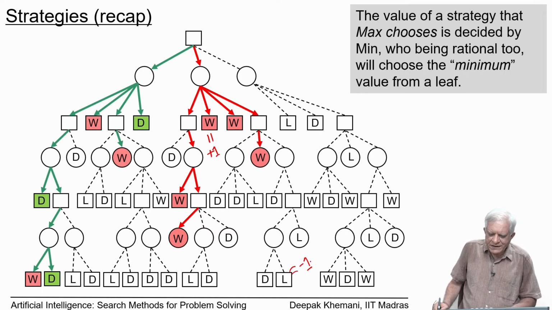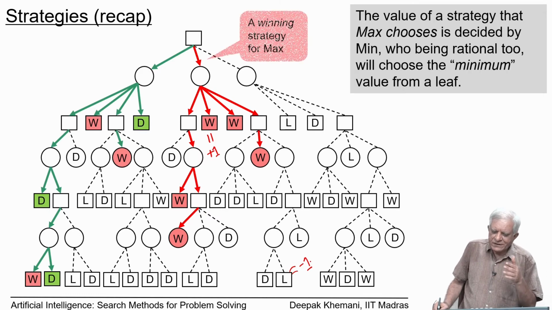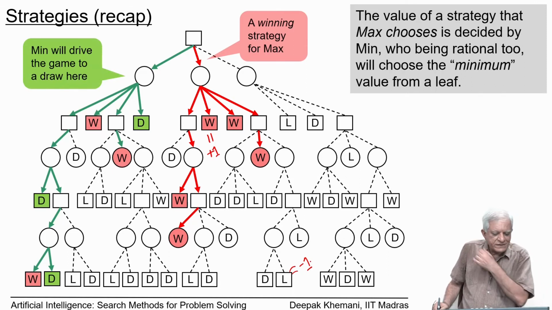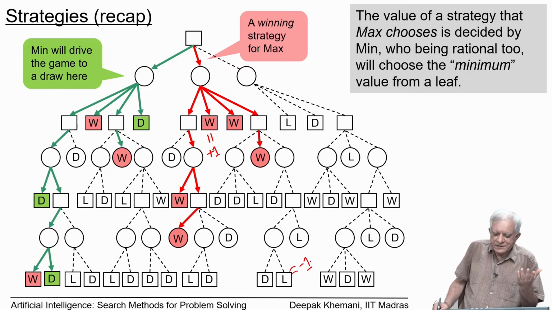So, min really can't do anything, and it turns out that that strategy for max is a winning strategy, essentially. If max can find this strategy, then max will win the game. And we had seen when we had computed the minimax value of this game, that its value was actually plus 1, because now we can see that max can always choose this red strategy and min can do nothing about it, essentially.